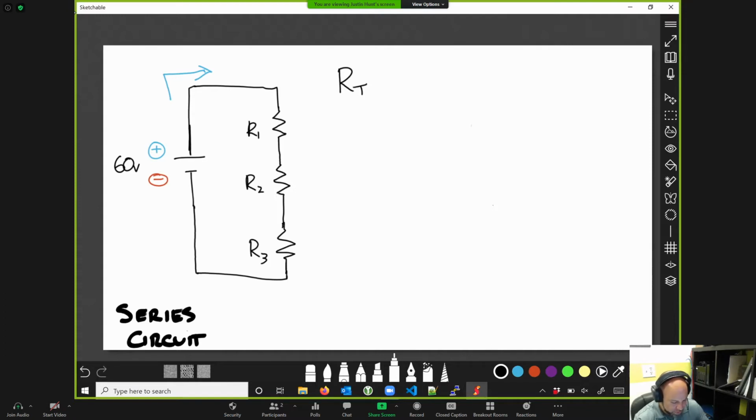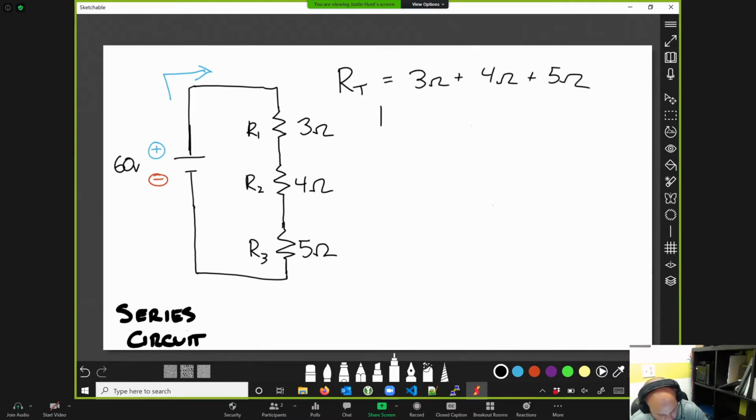We need some quantities for resistance. We'll call this 3 ohms, 4 ohms, and 5 ohms. That's lovely. So R1 is 3 ohms, R2 is 4 ohms, and R3 is 5 ohms. But in series, we can consider these resistors one big resistor. And the way we'd measure that is to add up those sums. So let's go 3 ohms plus 4 ohms plus 5 ohms. Simple math serves. Total resistance, or RT, is equal to 12 ohms.